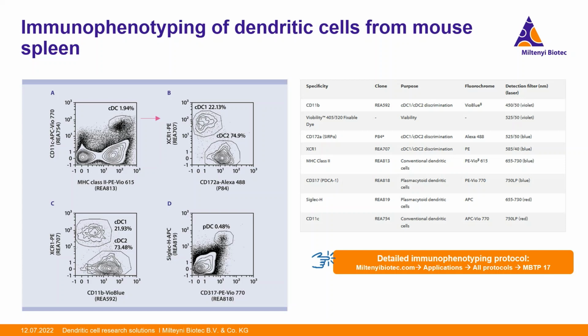This is similar to the splenic DC characterization approach I described on the previous slide. After dissociation, mouse spleen cells were stained with the antibodies described here in this panel. After exclusion of dead cells, debris and doublets, CD11c-positive and MHC class II-positive conventional DCs were selected and further subdivided into XCR1, and CD172, or CD11b, positive subsets. And plasmacytoid DCs can be easily identified by Siglec-H and PDCA-1 expression.